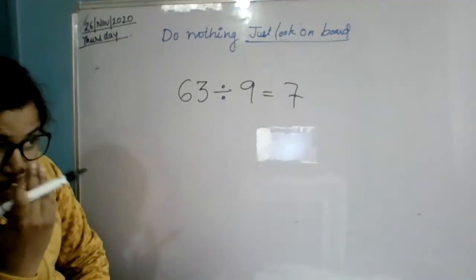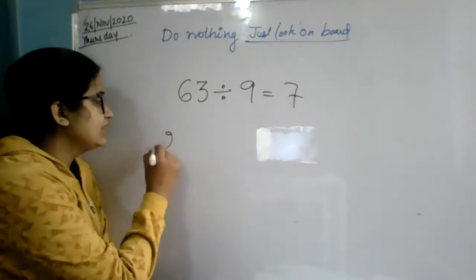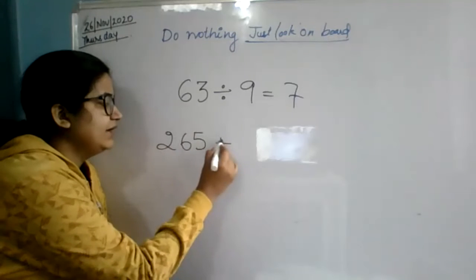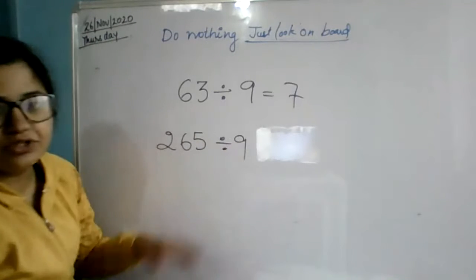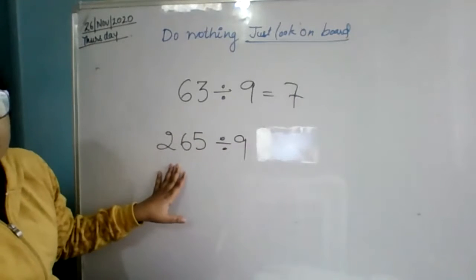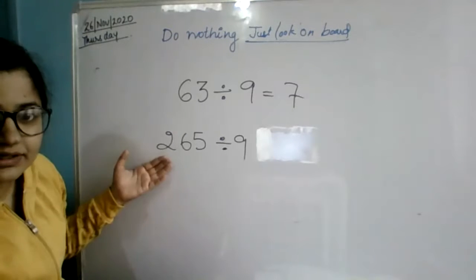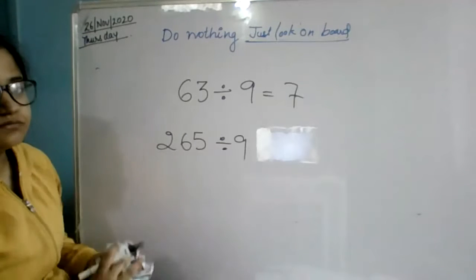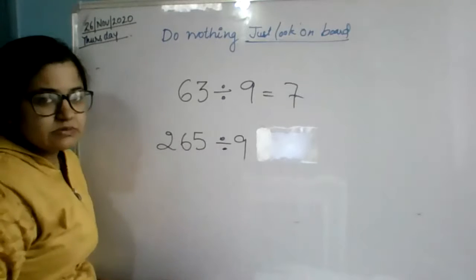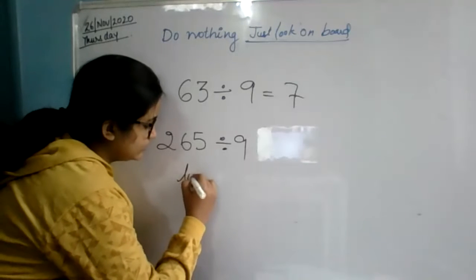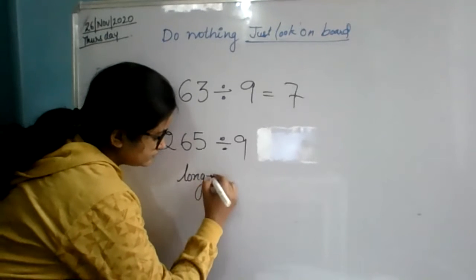If I give you a big number, 265 divided by 9, how are you going to do this? Are you going to read the table of 9 up to 265? You know the table of 9 from 10 to 90, but what will you do after that? So today we are going to start the long division method.